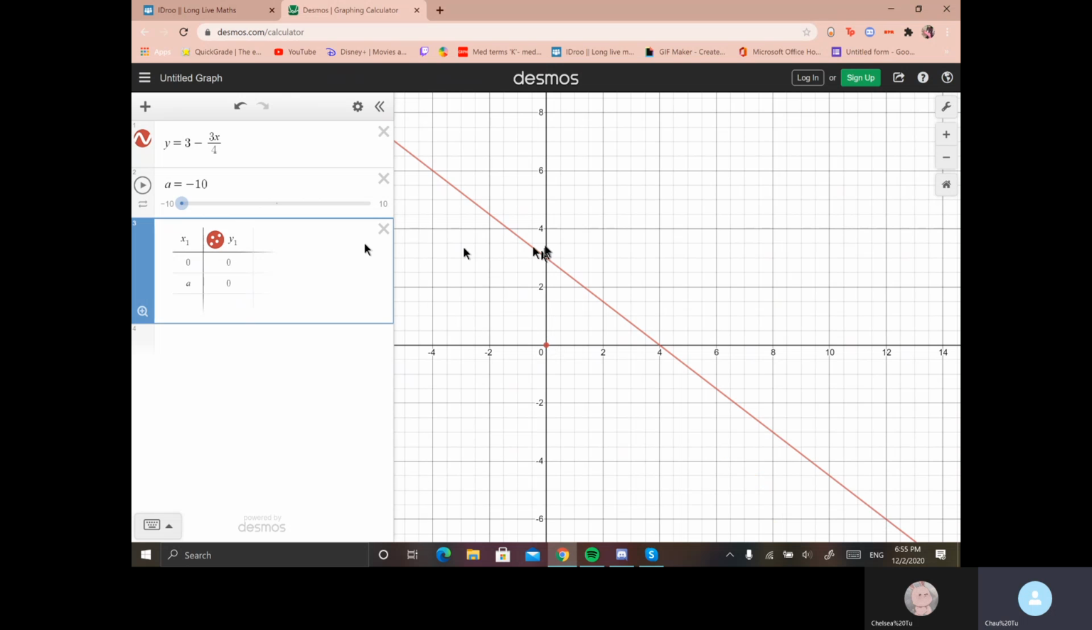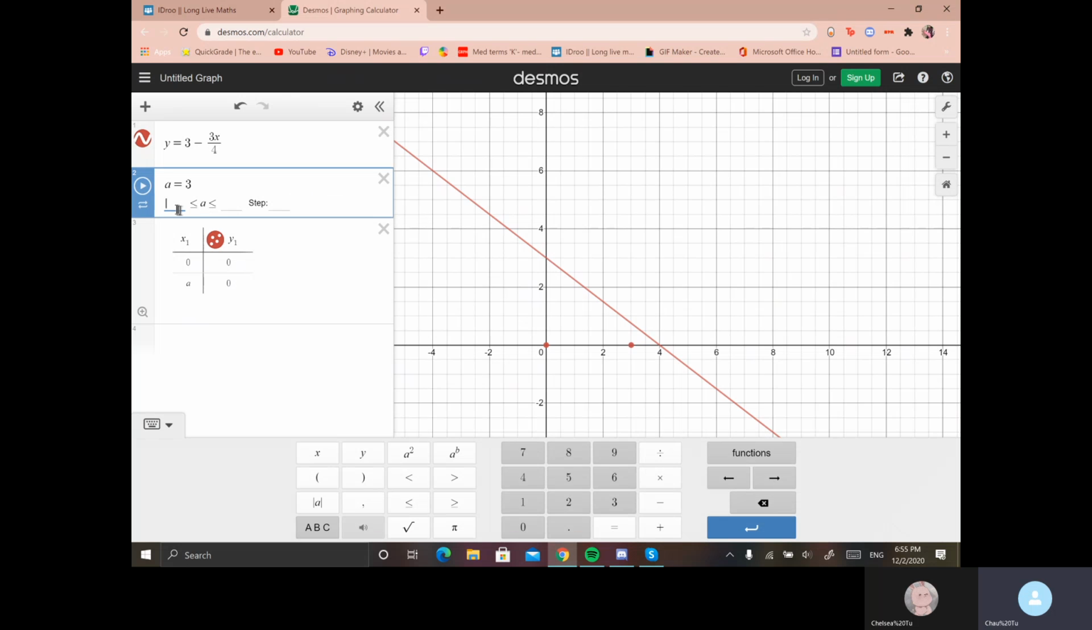No, you use a slider. Slide it to 3. Roughly 3. Can you see our point there? But you want to restrict it from 0 to 4. So restrict A from 0 to 4. We don't care about the steps. Yeah, go on.